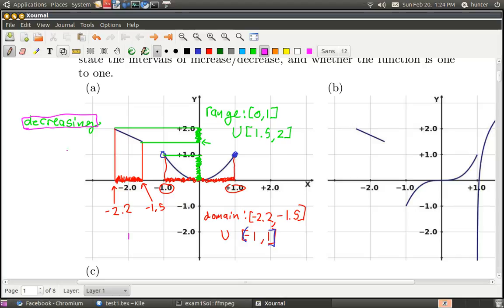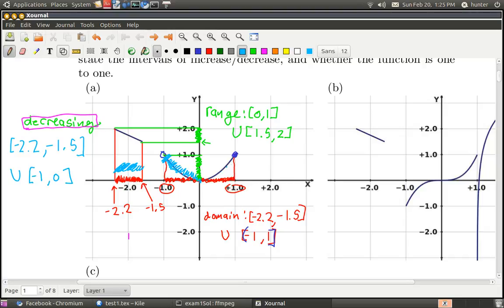Alright, so where is it decreasing? It's decreasing on this stuff. So over here it's decreasing, right? That part is decreasing. So part of the intervals where it's decreasing is the interval from negative 2.2 to negative 1.5. Okay, and where else? It's also decreasing here. So it's decreasing from negative 1 to 0. Negative 1 to 0.